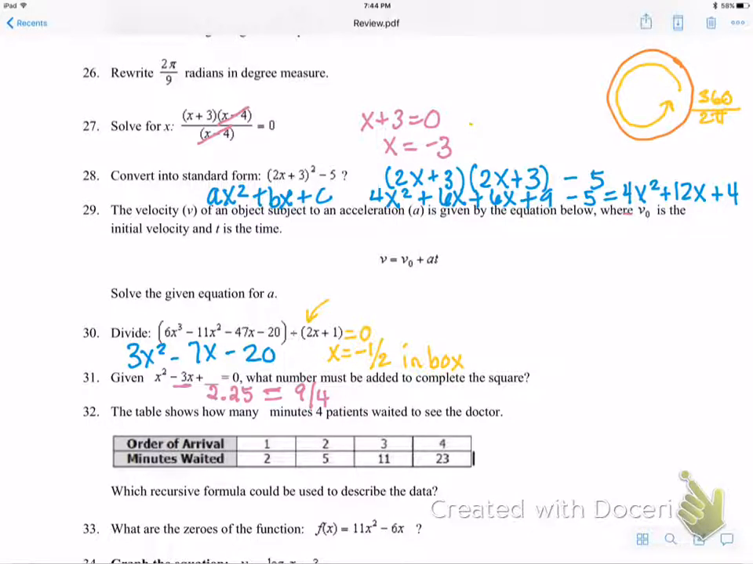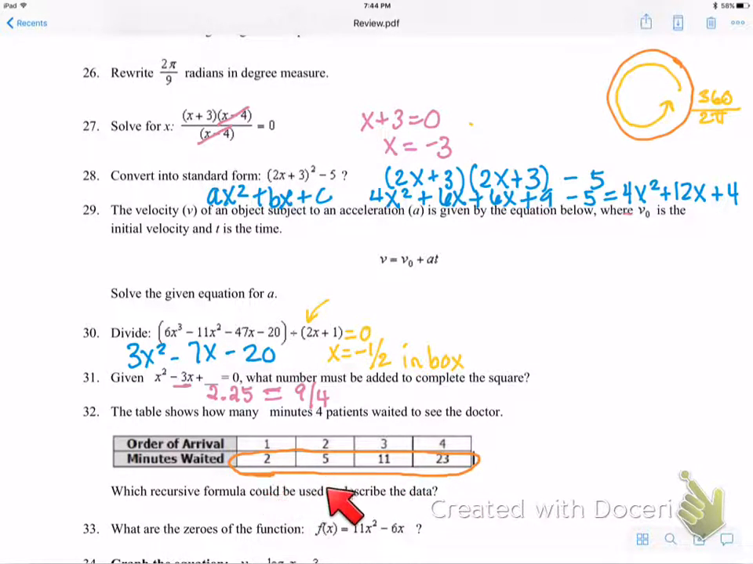Number 32 says the table shows how many minutes 4 patients waited to see the doctor, and it wants us to find a recursive formula to describe the data. Now, for this recursive formula, we're going to focus mainly on this second row of information. And this one, if you notice, doesn't have a regular pattern. From 2 to 5 is adding 3. From 5 to 11, we're adding a 6, and from 11 to 23, we're adding 12. So it's +3, +6, +12.